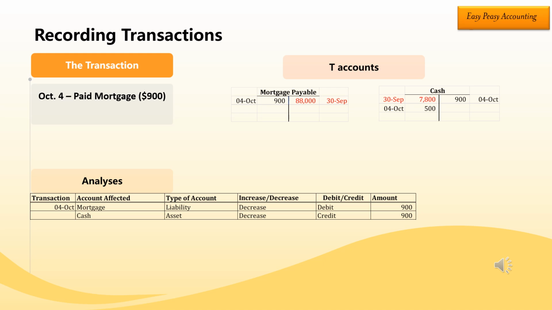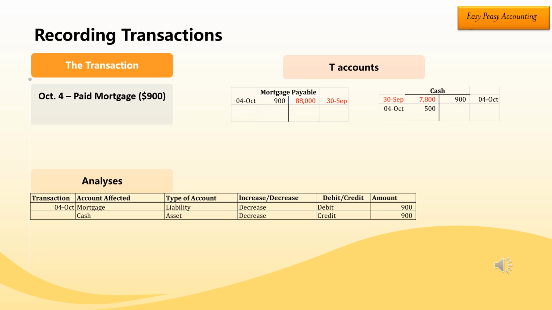October 4th, paid mortgage $900. Transaction date, October 4th. Accounts affected, cash and mortgage payable. Type of account, cash is an asset. Mortgage payable is a liability. Mortgage payable decreased $900. Cash decreased $900.